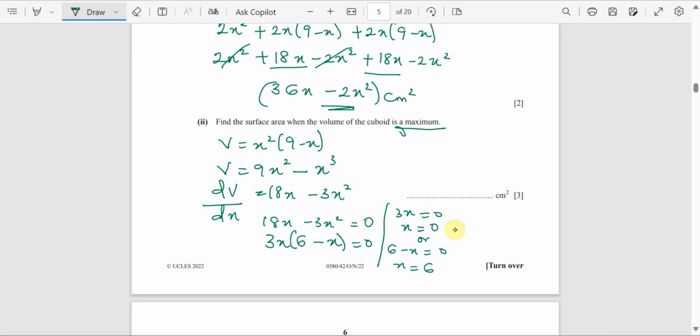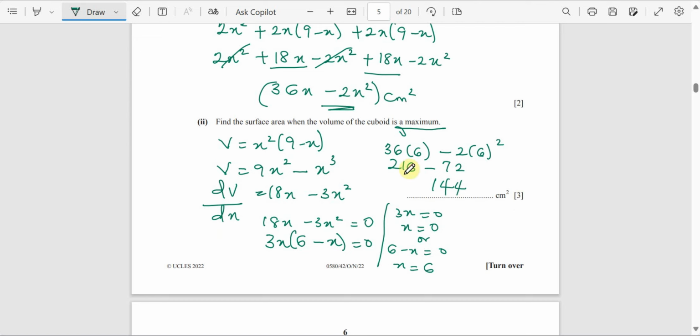So all we need to do is to substitute the value of x into our formula, that is 36 into bracket 6 minus 2 into bracket 6 squared, and use your calculator to solve this. 36 multiplied by 6 is 216. 6 squared is 36, and when you multiply that by 2, it's going to give us 72. So 216 minus 72 would give us 144. So the answer is 144.